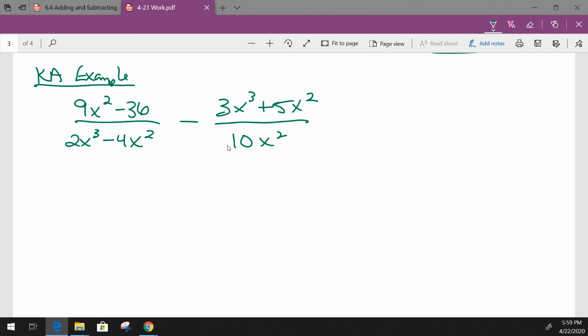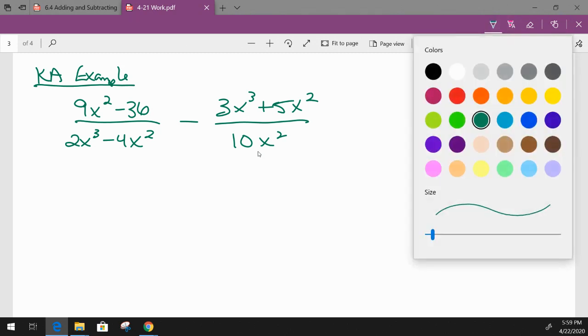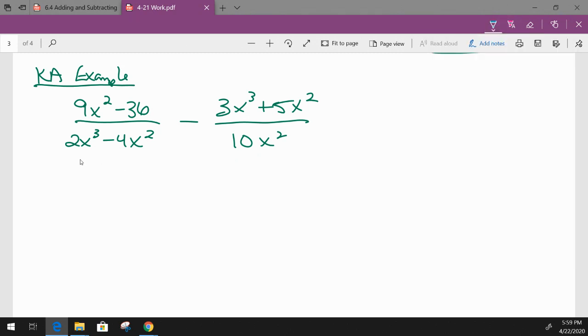So working this out the same way as I did in my last video, I would start by factoring the denominator and getting the least common denominator. If I factor my first denominator, I can see that I can factor out a 2x squared. Once I factor out a 2x squared, I have x minus 2 in parentheses. The 10x squared can really only be factored into 2 times 5. Now we could factor the x squared down into x times x, but I'm just going to leave it as x squared.